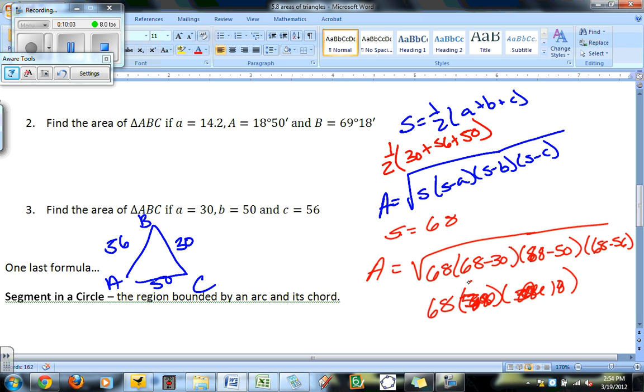Wow, man. Mental math went away for a second. And then this is 12. And we multiply those, take the square root. I don't think you guys can do that on the calculator. And I don't need to show you that.